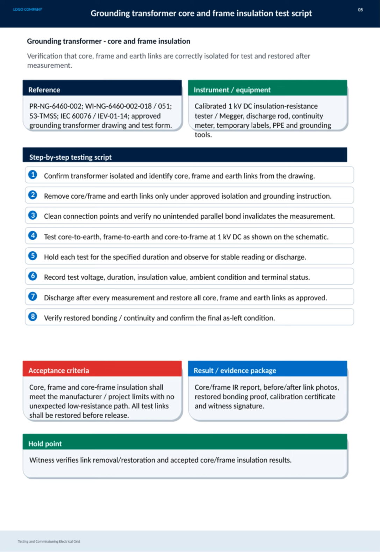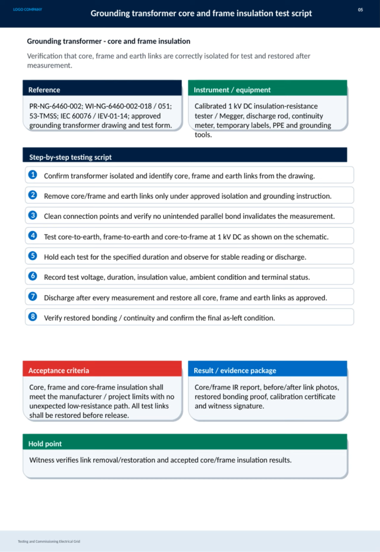We conduct insulation resistance tests at 1 kV DC between core to earth, frame to earth, and core to frame, holding each test for the required duration while monitoring for stable readings or any discharge. All relevant data, including test voltage, duration, insulation values, ambient conditions, and terminal status, are meticulously recorded. After each measurement, the system is safely discharged, and all links are restored to their original configuration. Verification ensures bonding continuity is intact before final acceptance.